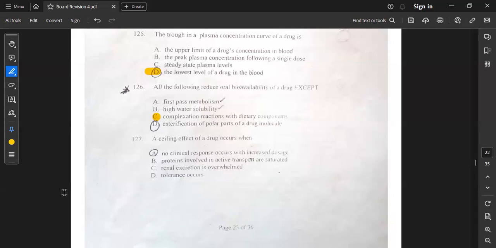Anyone else who has something to add on that? For number 126, it's D. Correct that, please.